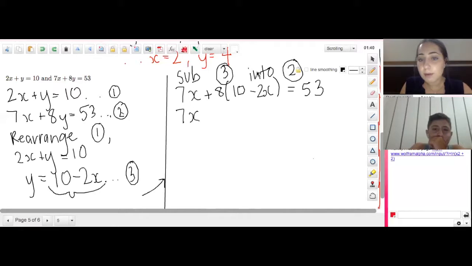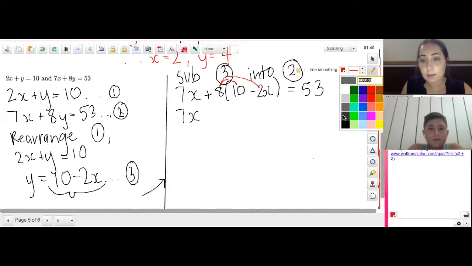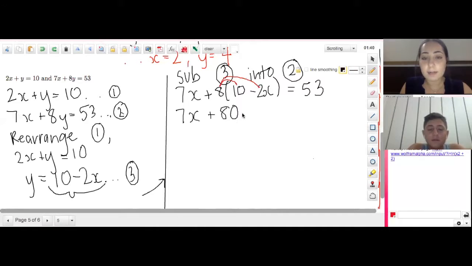We need to simplify these brackets, and by simplifying, we multiply. So we multiply the 8 with the 10, and the 8 with the negative 2x. So 8 times 10 is 80. And 8 times negative 2x is negative 16x. And that gives us 53. Now it's just a matter of collecting like terms. So 7x minus 16x is negative 9x.